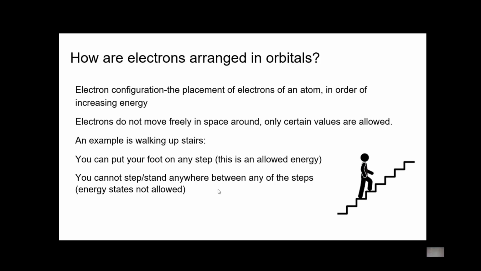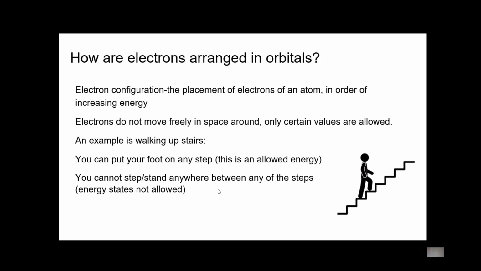I want to cover a few things before I start going into this. Electron configuration is how the electrons are placed in each atom. They are placed in order of lowest energy to highest energy. They do not move freely around. They are only allowed in certain energy values.